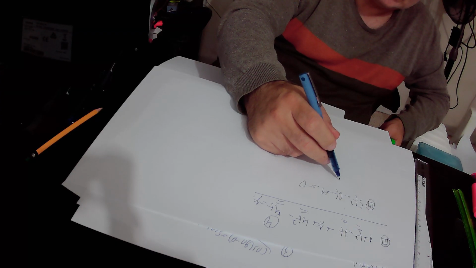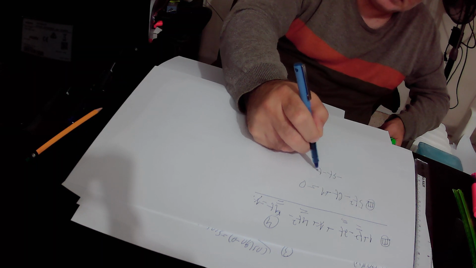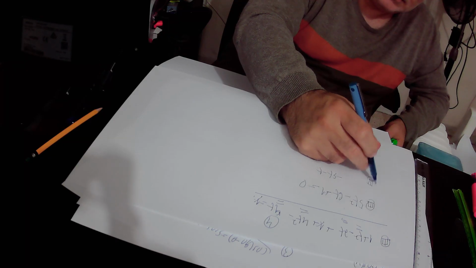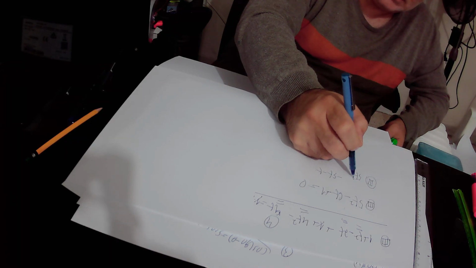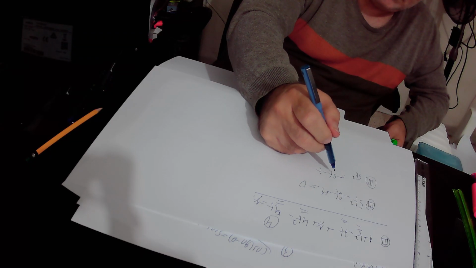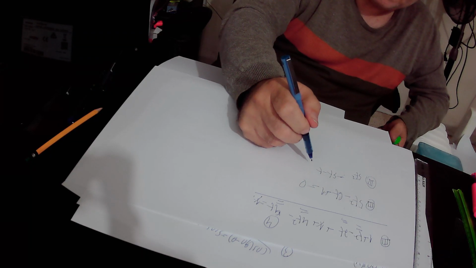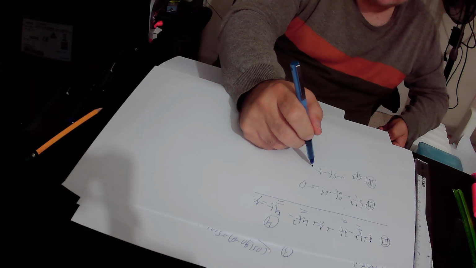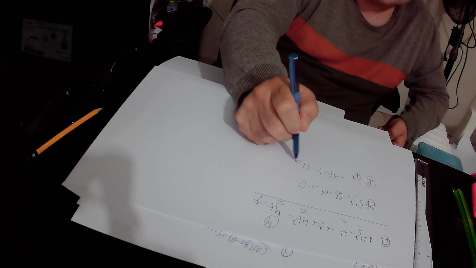So we substitute minus 6t by minus 5t minus t. So in equation number 3 we have 5t squared minus 5t minus t plus 1 equals 0.